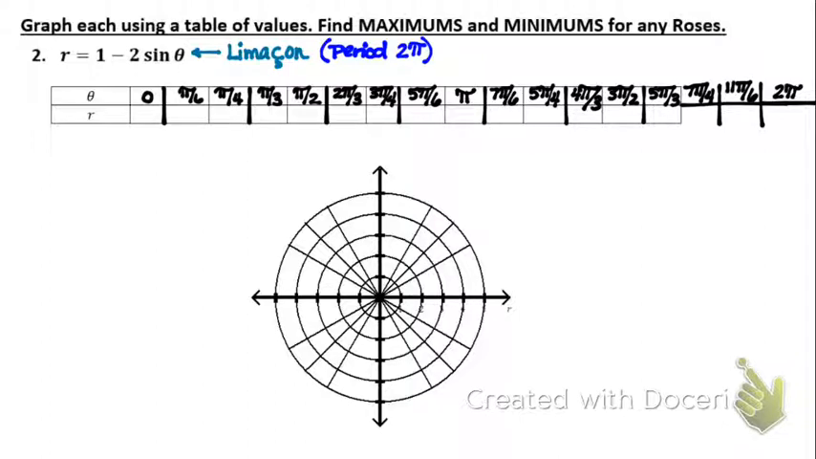You are welcome to grab your calculators as we're looking for output here. Make sure it's in radian mode, though. I have 1 minus 2 sine theta. What's sine theta? We're putting in 0 in the place of theta. Sine of 0 is 0, so I have 1 minus 2 times 0, or 1 minus 0, so I have an output of 1 here. So I have a point right here, 0 radians, my radius is 1.